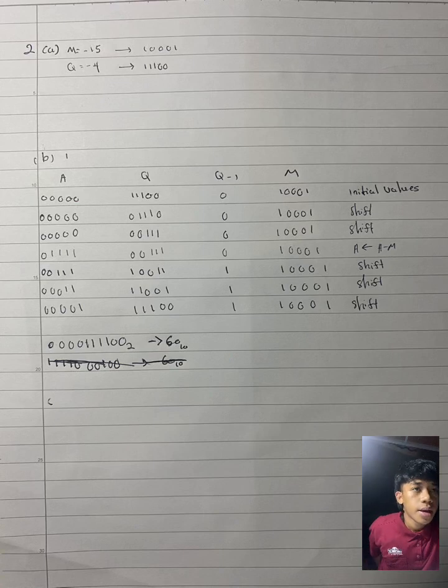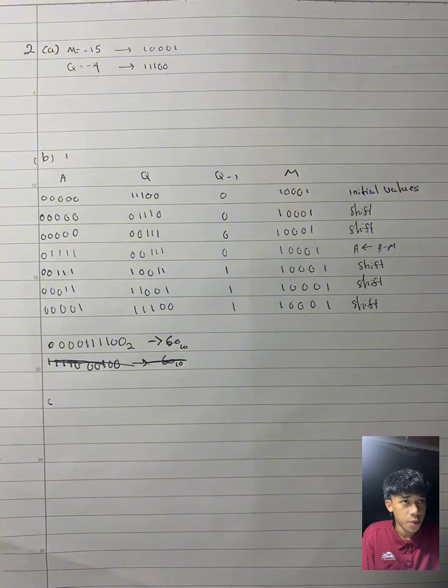And for cycle 4, Q0 is 1 and Q minus 1 is 1. That's 1, 1, no operation, just shift. So we shift it right, and A becomes 0, 0, 0, 1, 1, and Q becomes 1, 1, 0, 0, 1, and Q minus 1 is 1.